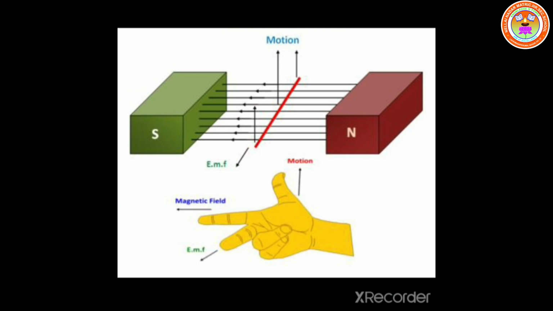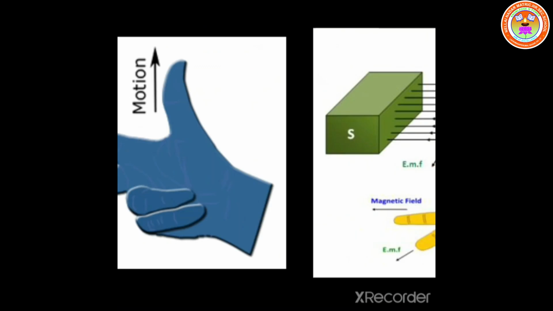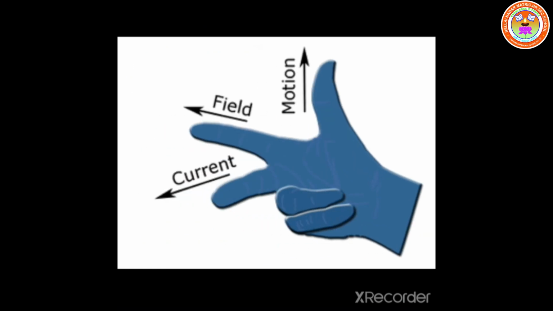Once again, what are the denominations for the fingers? The thumb shows the motion or force, the middle finger shows the induced current, and the forefinger shows the magnetic field. Once again, let me say the law.